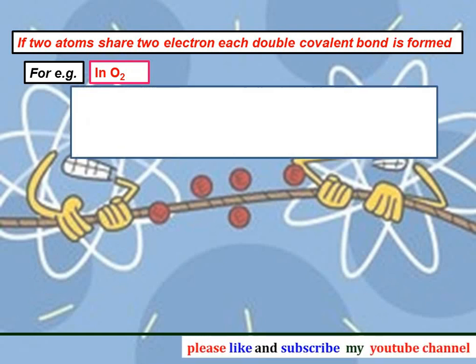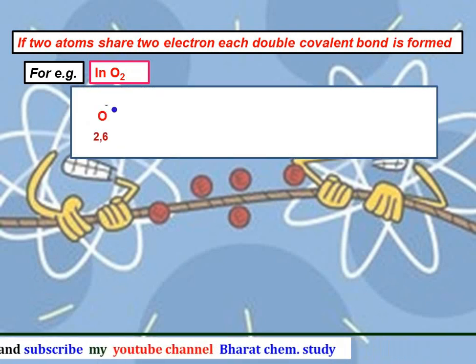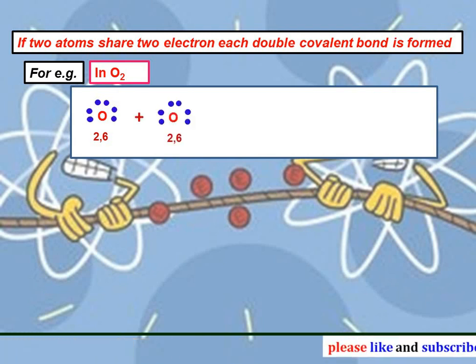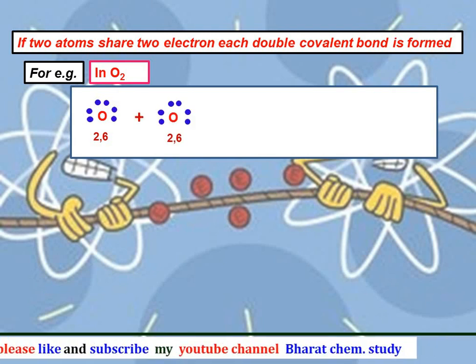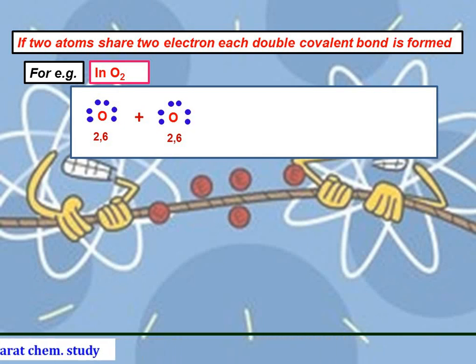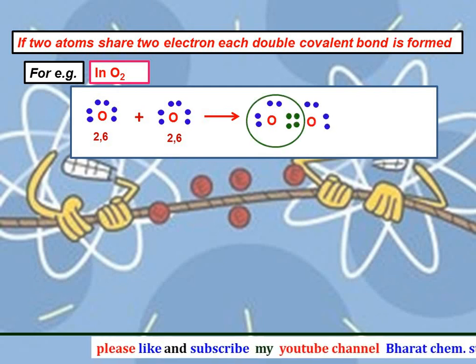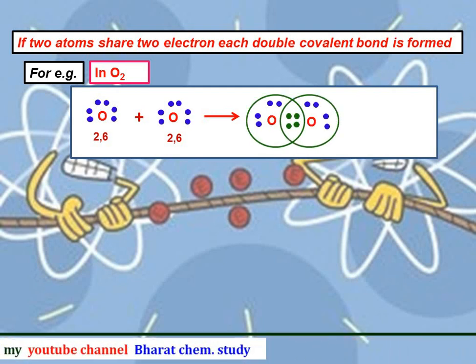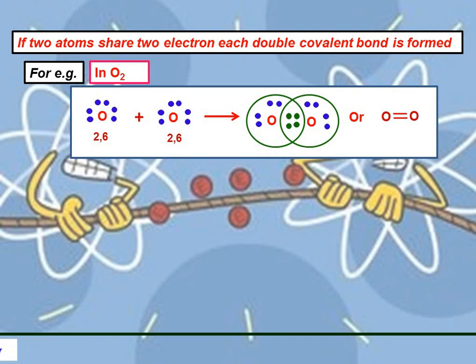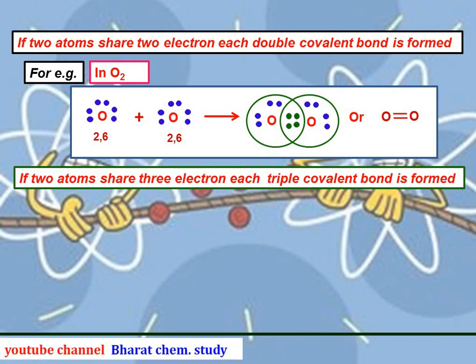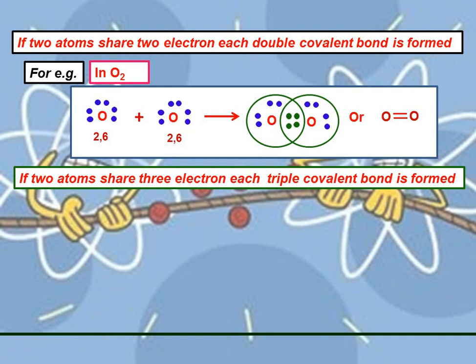Like in case of oxygen, both the oxygen atoms have 6 valence electrons, and none of them are in a position to lose or gain electrons. But if both the oxygens share 2 electrons each, as a result, both will attain 8 electrons in their outermost shell because they share 2 electrons each. Therefore, the bond formed between them is called a double bond, represented by 2 lines, and oxygen contains a double covalent bond. But if two atoms share 3 electrons each, then the covalent bond formed is called a triple covalent bond.